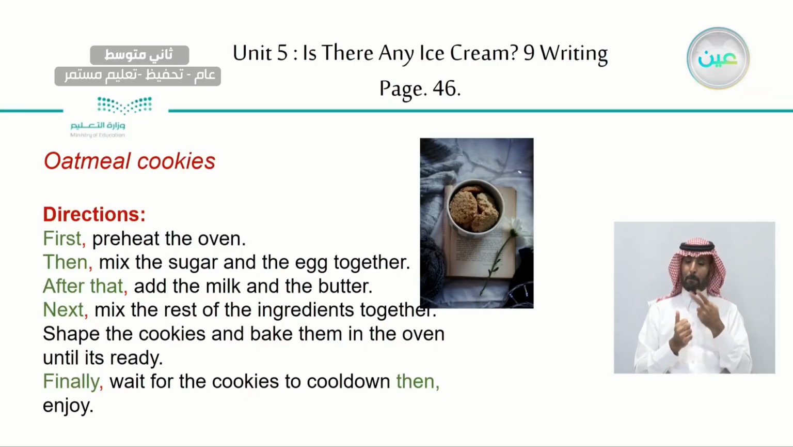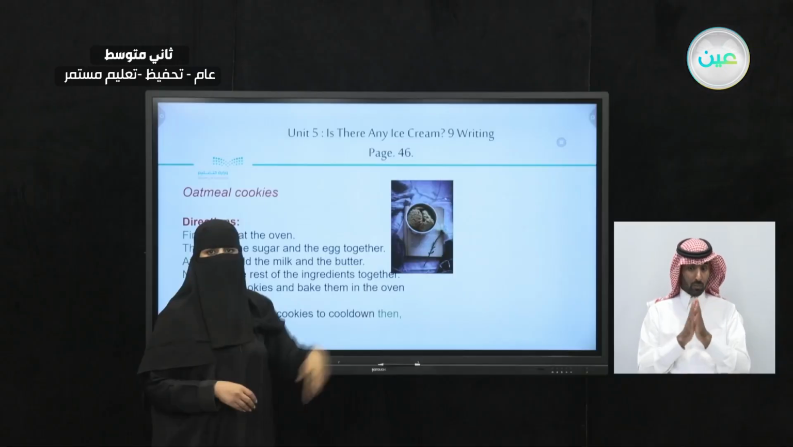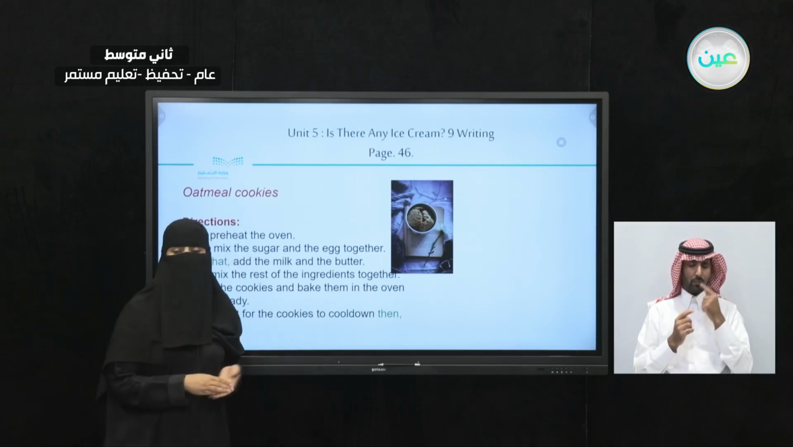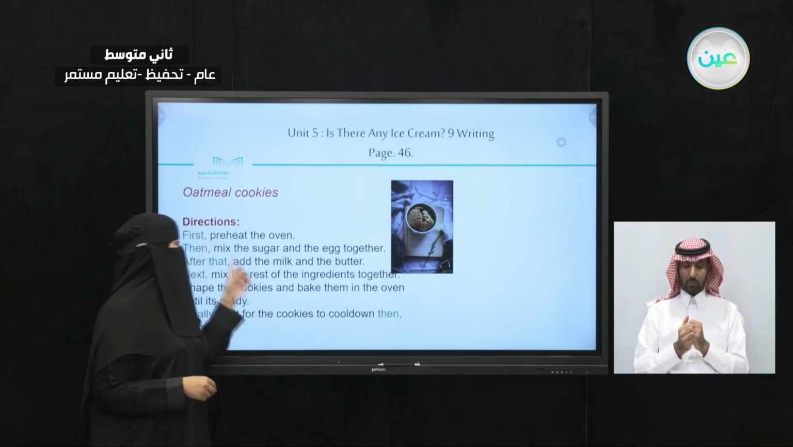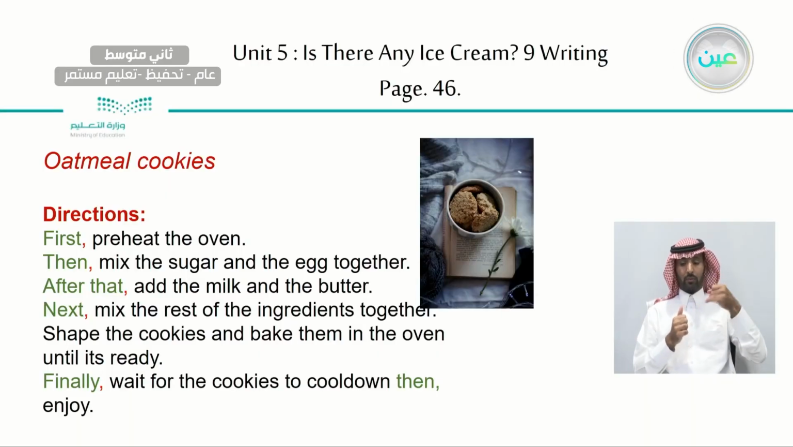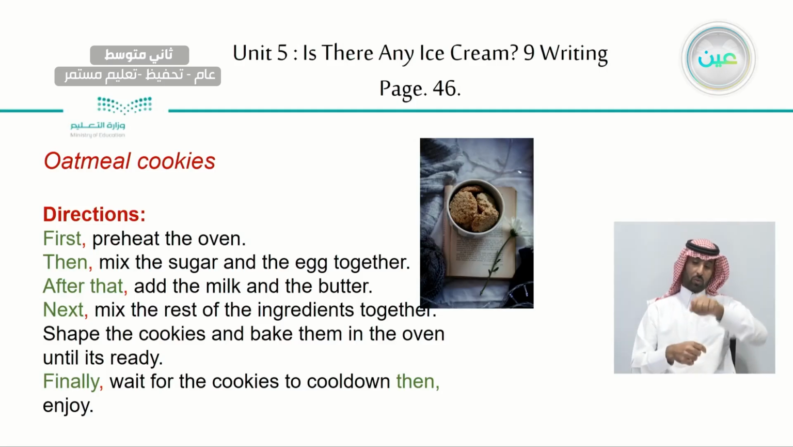Let's take a look here. This is the final product here. You can see the cookies here in the bowl, right? So, what are the directions of this recipe? We started with first. First, what are you going to do? You're going to preheat the oven. When you're making cookies, this is the first step.